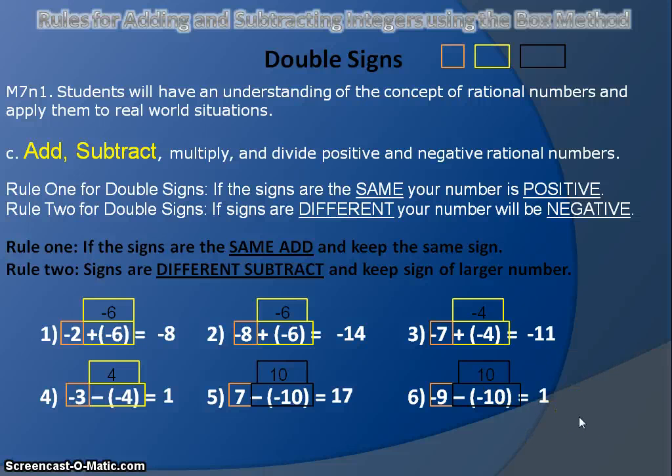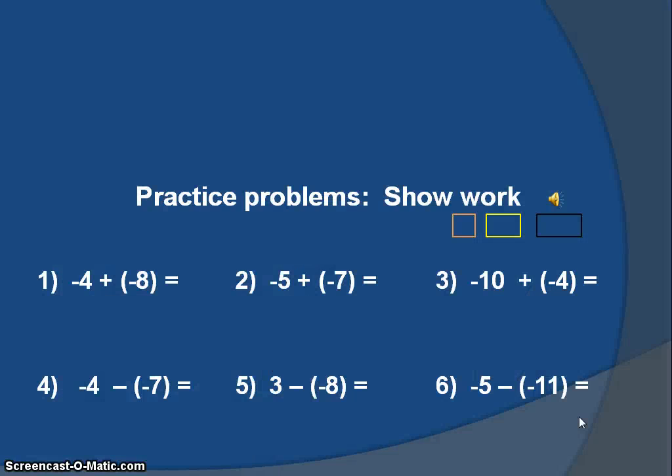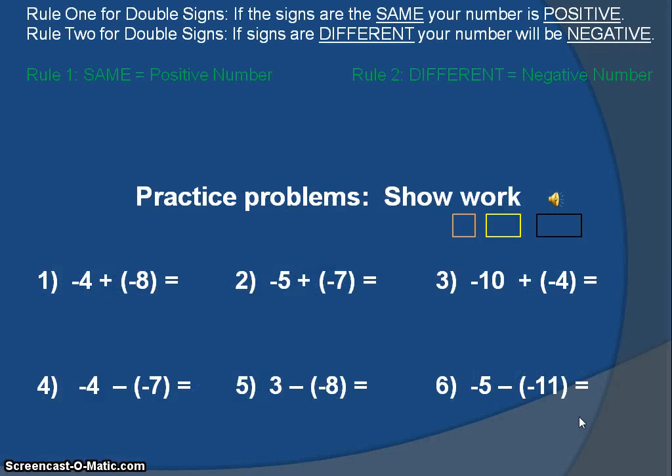Alright, let's move on to the next page, and here are some examples for you. Here are the rules, double sign rules. Again, we'll go over those. The first rule for double signs, if signs are the same, your number is positive. Rule 2, if your signs are different, your number is negative.